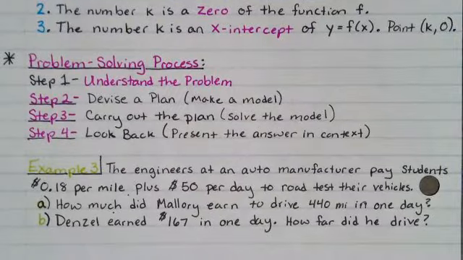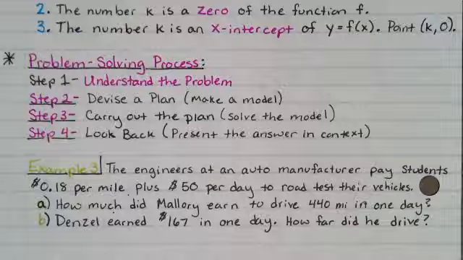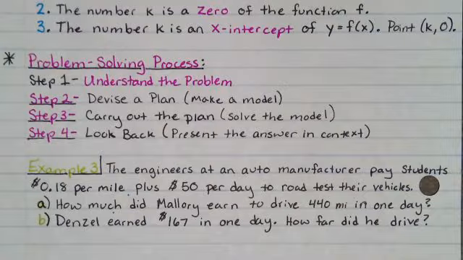All right, we got a problem-solving process here just for you guys to get into your notes. Step 1, understand your problem. Step 2, devise a plan. Step 3, carry out the plan so you solve that model. Step 4, you look back. You want to make sure that you give the answer in context. You want the answer to make sense. So rather than just answering a problem with a number, if it's a word problem, you might want to include writing it in a sentence so that it really makes sense in context.